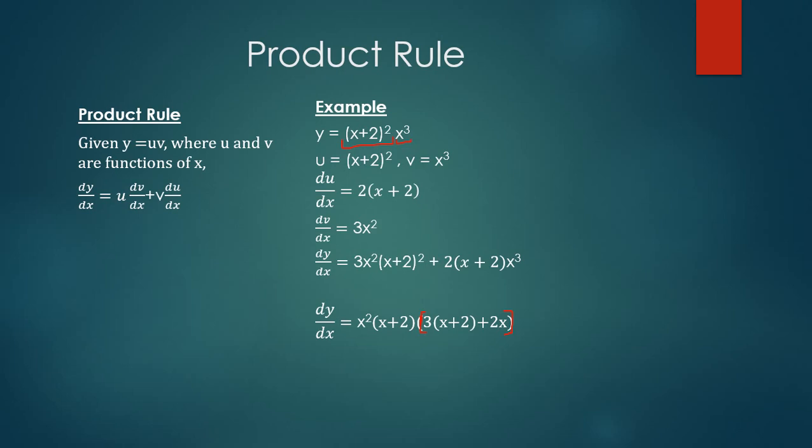That is what we get from here when we divide this by x squared times x plus 2, and we have 2x. So dividing this by x squared (x plus 2), we're left with 2x. And we can simplify, so we can expand and simplify inside the bracket, and we would get x squared (x plus 2)(5x plus 6). So that was our application of the product rule.